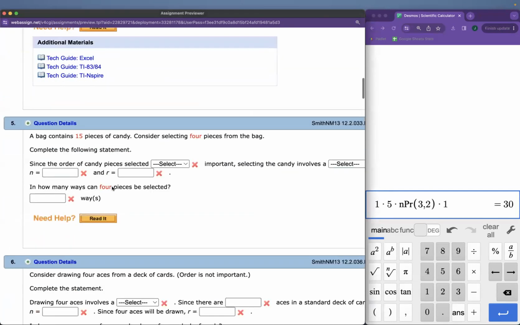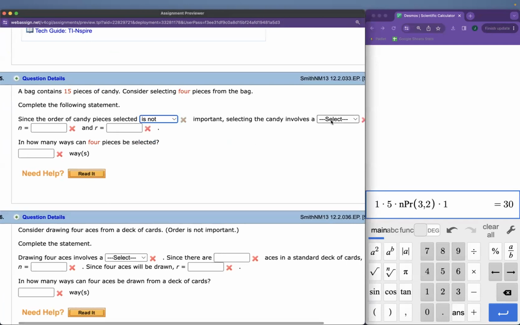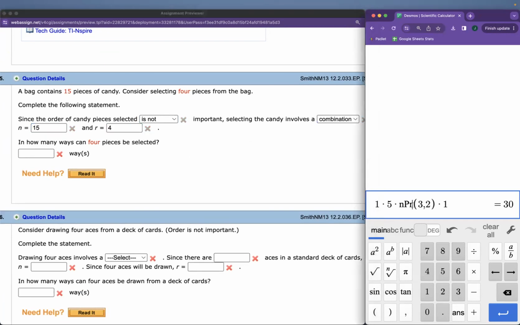Number 5. A bag contains 15 pieces of candy. Consider selecting 4 pieces from the bag. Complete the following statement: since the order of the candy is not important, selecting candy involves a combination where n is the bigger number, 15, and r is the smaller number, 4. So you're doing nCr, 15 choose 4.